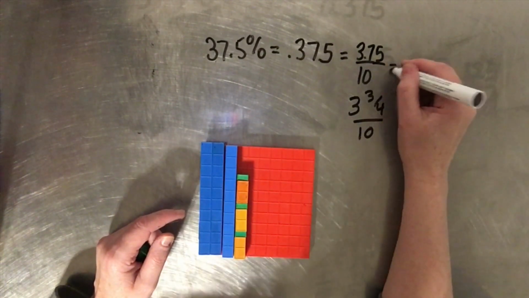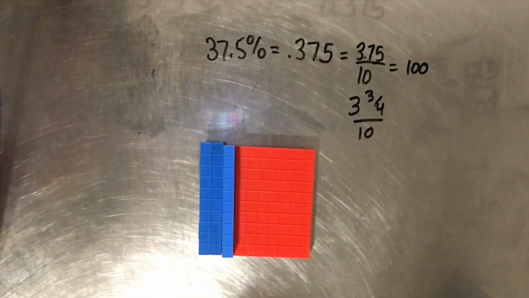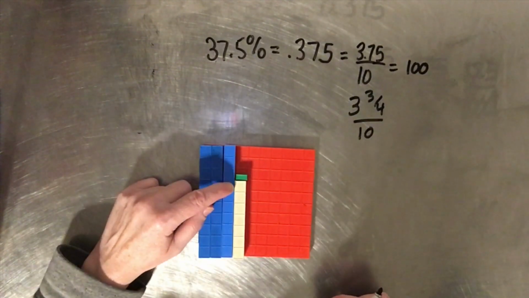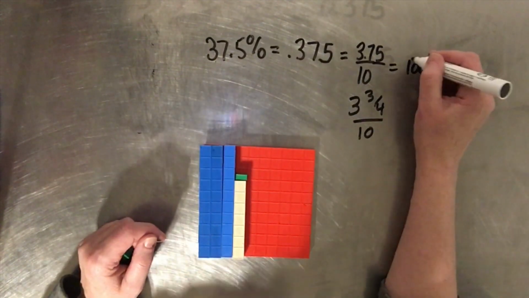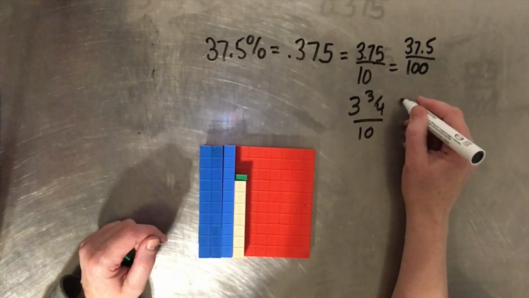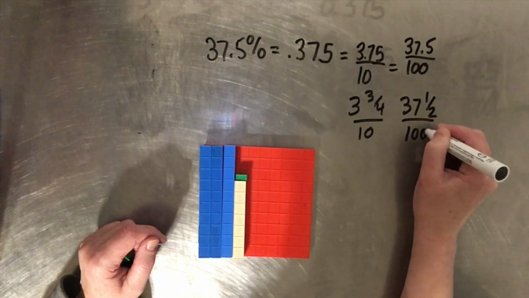Or we could write this in terms of hundredths, right? Let's take that back off. Okay. And we would have 10, 20, 30, 37 and a half hundredths, 37 and 1/2 hundredths. Those are all equal.